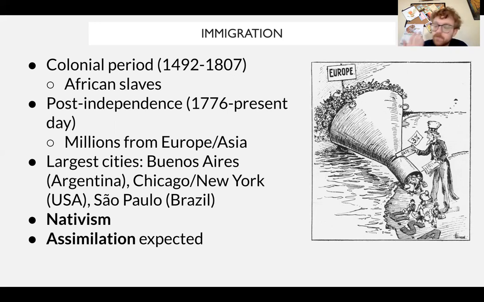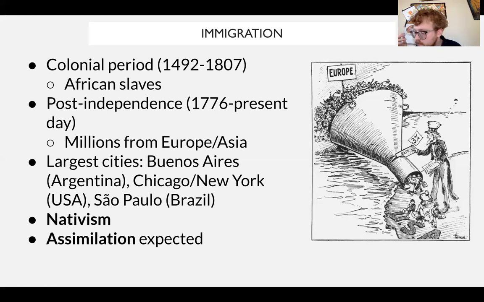However, after the formal end of the transatlantic slave trade, we're going to see increased immigration. And the new immigrants, you could say, are people from Europe and Asia. They're going to flock to these huge cities that are emerging in these post-independent countries, places like Buenos Aires in Argentina, Chicago and New York in the United States, Sao Paulo in Brazil. These are places of significant immigrant population, of significant immigrant presence.